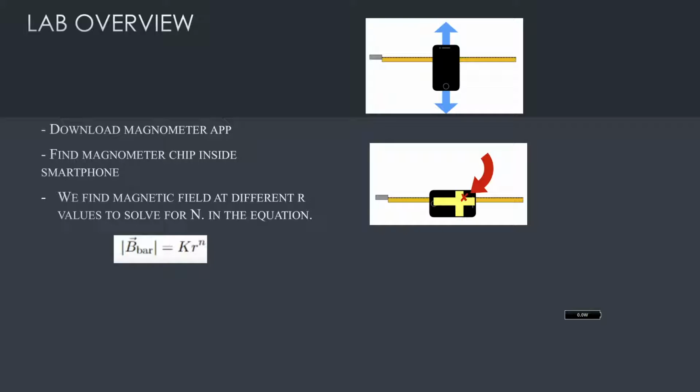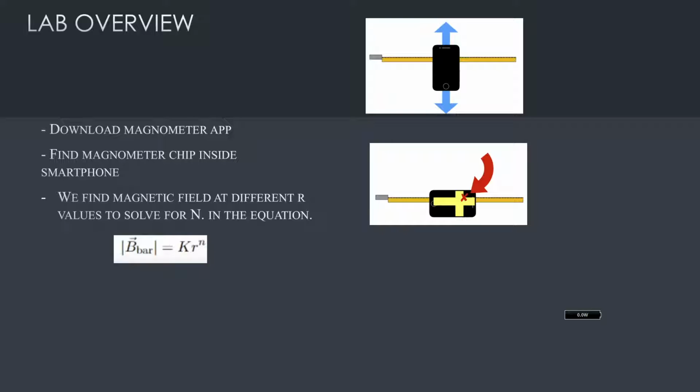Before doing the lab, I gather my lab materials: a phone, a stick, and a bar magnet. We download the magnetometer app and find the magnetometer chip inside my smartphone. Before proceeding to the rest of the lab, I need to identify where exactly on my smartphone the magnetometer sensor is located. This location will vary between makes and models of smartphones, but it should still provide us pretty good accuracy.